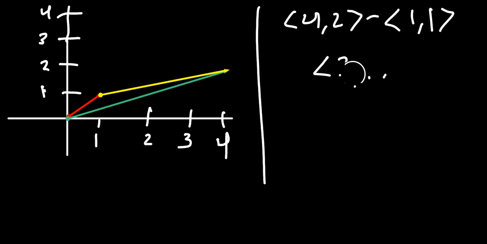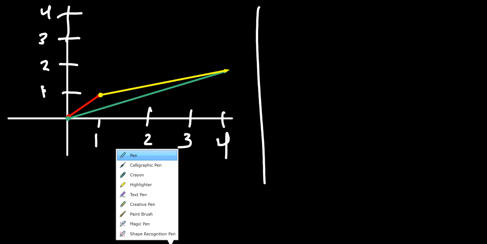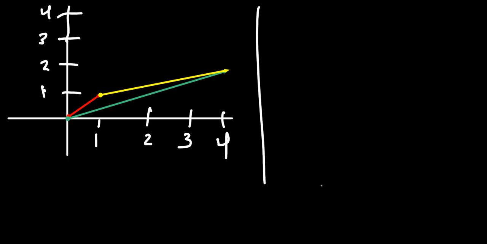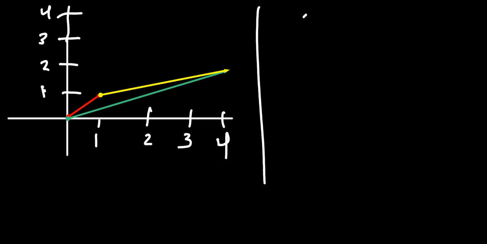Try an example with no graphic. I will give you a simple vector to subtract. If we switch to white, yep, okay. Let's say we have the vector (5, 4), and we're going to subtract the vector (6, 1). How are we going to be able to subtract these vectors? I will give you a moment to solve it by yourself.